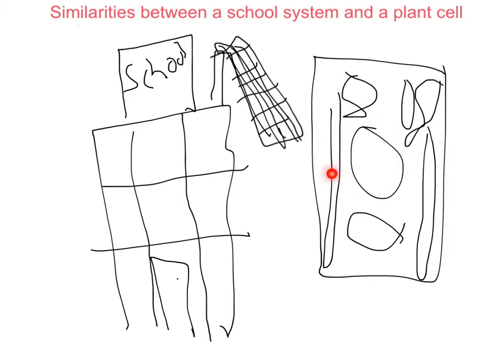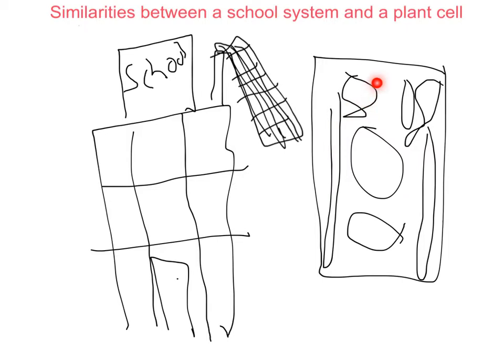Next, we have the nucleus. The nucleus is kind of like the secretary's office because it relays information to other places, like the principal's office, and all around pretty much controls what's happening. Without it, we wouldn't be able to really have a school. Next, we have the chloroplasts. The chloroplasts are kind of like the cafeteria, like the cooks, because they create the food.